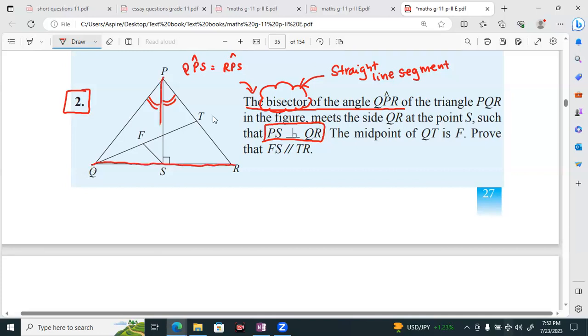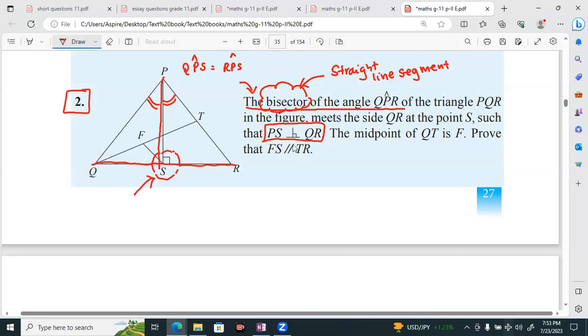Meeting means two straight line segments intersect. When two straight line segments intersect each other forming a 90-degree angle, it is called perpendicular. When it is given that they are perpendicular, they meet by forming a 90-degree angle. Then the two angles either side of the meeting point are equal to 90 degrees.